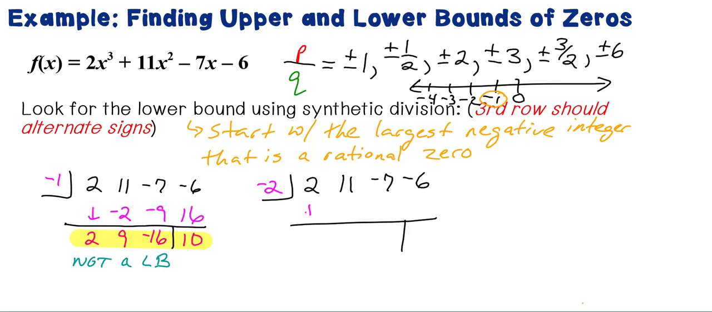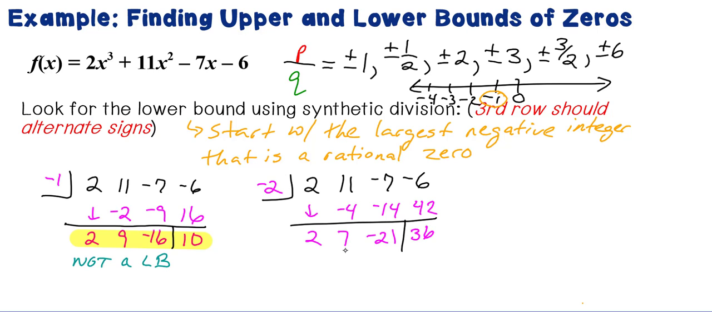Okay, bring our 2 down. So 2 times -2 is -4. 11 and -4 is 7. -2 times 7 is -14. Add those two together and we get -21. Negative times a negative is a positive. And we get +42 and a remainder of 36.